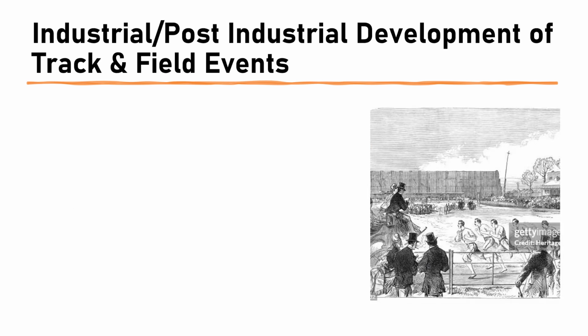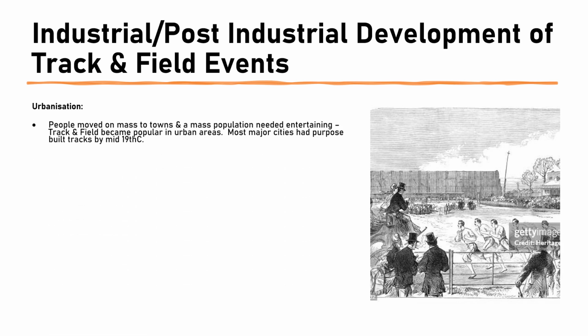Developments of track and field events. So we're looking at the introduction of athletics. So remember, industrialisation and urbanisation, the people moved en masse, a huge population needed entertaining, and track and field became really popular in urban areas. Most major cities had purpose-built tracks by the mid-19th century.